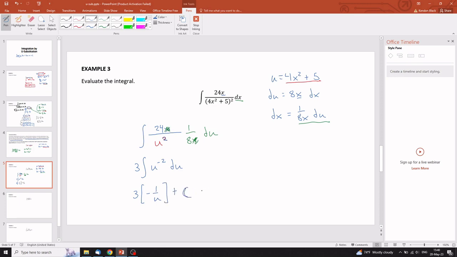And go ahead and multiply that out. We get negative 3 over u. But remember, we want this to be in terms of x, our final answer. So negative 3 over 4x squared plus 5, plus c.